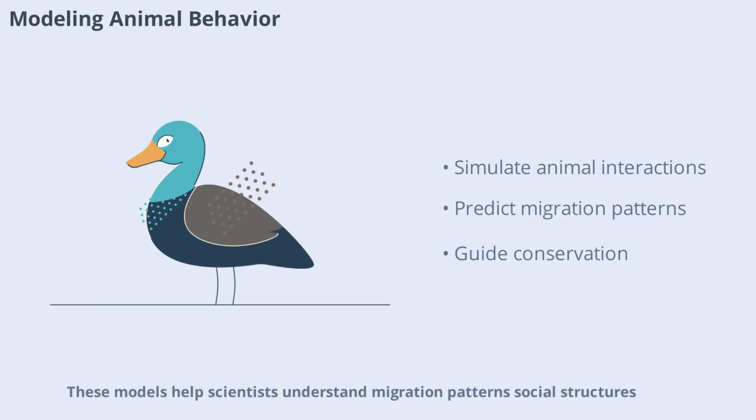These models help scientists understand migration patterns, social structures, and responses to environmental changes. By modeling behavior, researchers can predict the impact of habitat loss, climate change, or conservation efforts on animal populations.